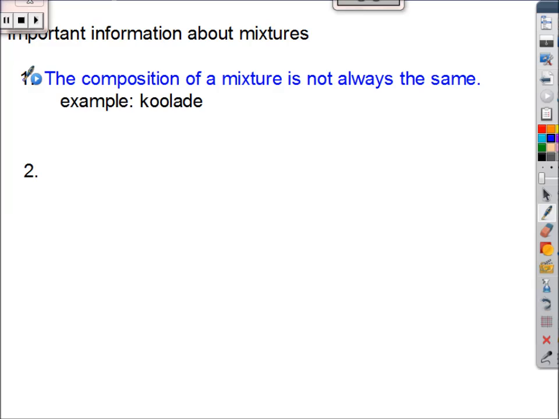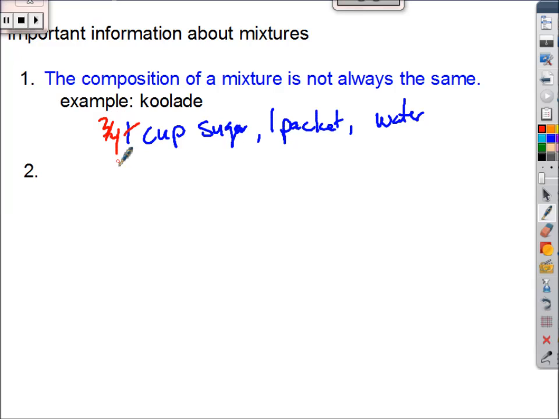A couple of important notes about mixtures. Composition is not always the same. Some people like their Kool-Aid really sweet, and some people like it not so sweet. So the recipe calls for 1 cup of sugar and 1 packet in a pitcher of water. Now some parents might say, I want to cut back my kid's sugar, and I'm only going to put 3/4 of a cup in there. It's still Kool-Aid. Maybe it doesn't taste quite as sweet, but it's still Kool-Aid.